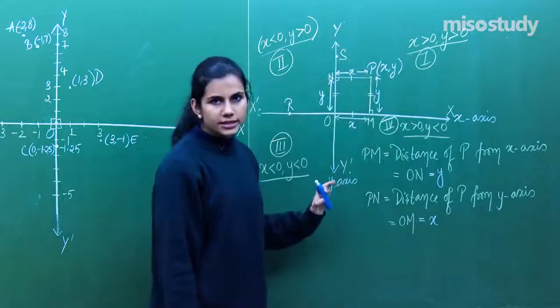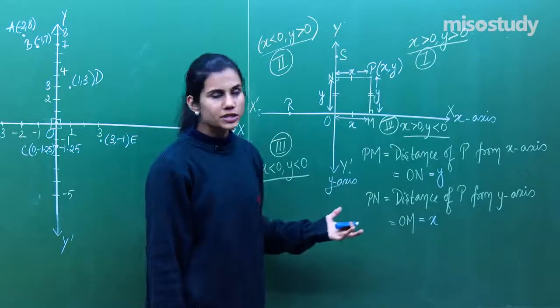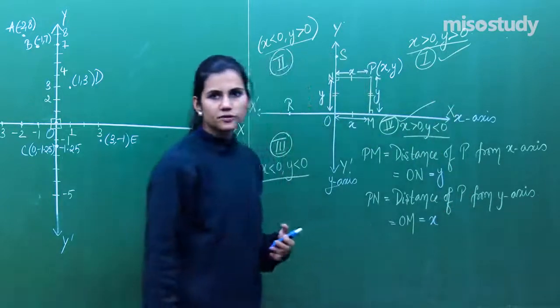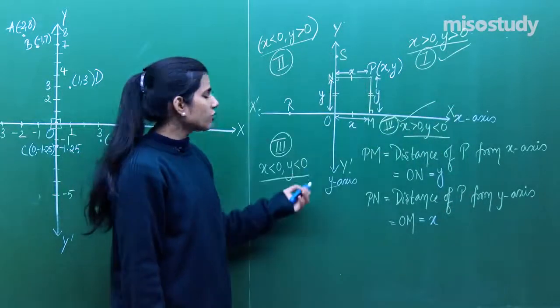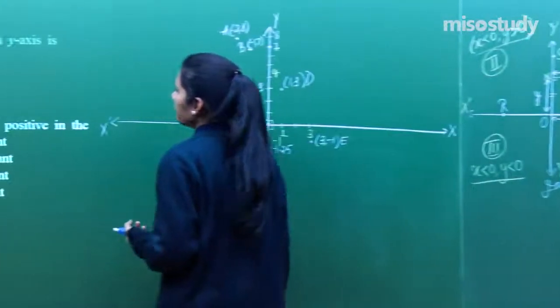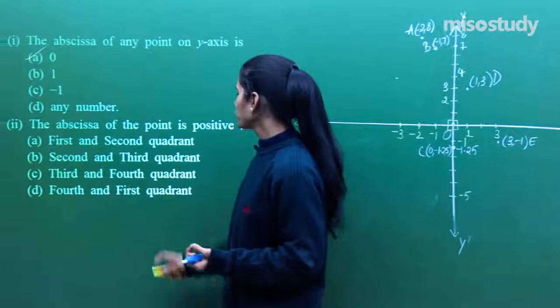So in which quadrants is x coordinate of the points positive? In the first quadrant, x coordinate is positive. In the fourth quadrant, x coordinate is positive. But if the point is lying in the second or the third, then its x coordinate is negative. So abscissa of a point is positive in the first and the fourth quadrant.